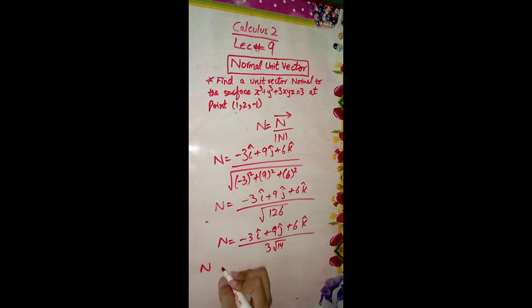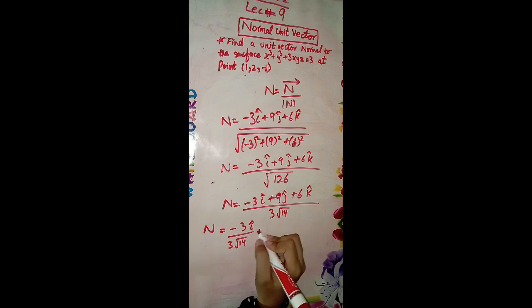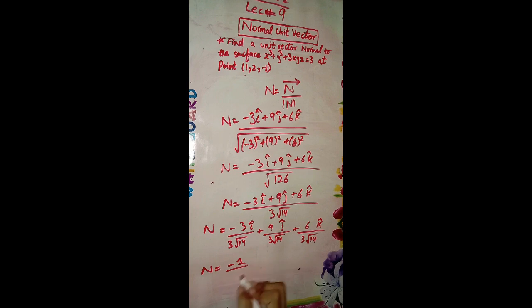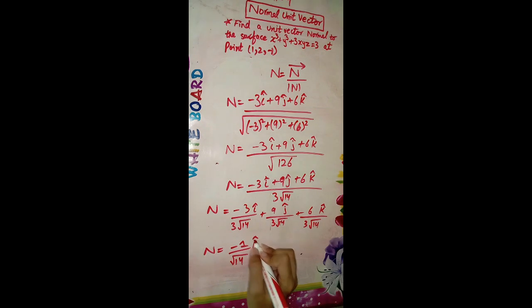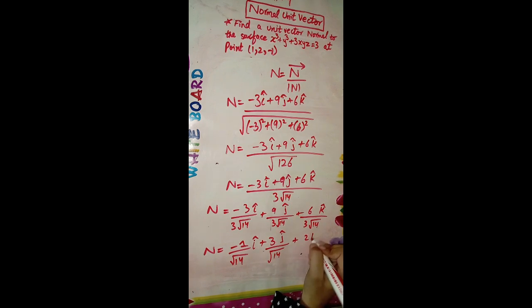So we will write it as n hat is equal to minus 3 by 3 square root 14 in the i hat direction, plus 9 by 3 square root 14 in the j hat direction, plus 6 by 3 square root 14 in the k hat direction. So n hat is equal to minus 1 by square root 14 i hat plus 3 by square root 14 j hat plus 2 k hat by square root 14.